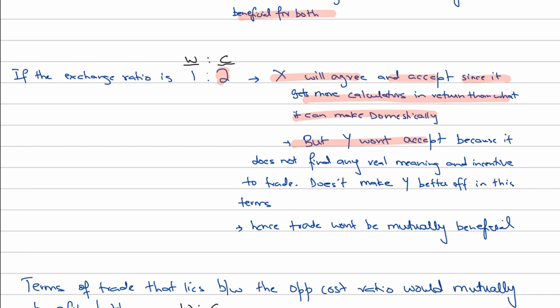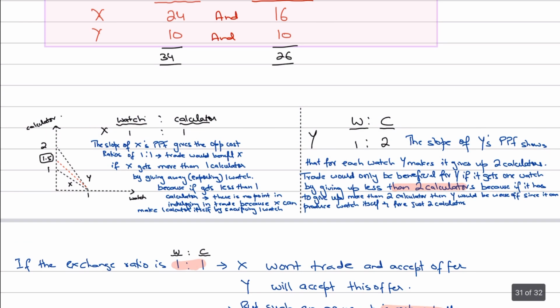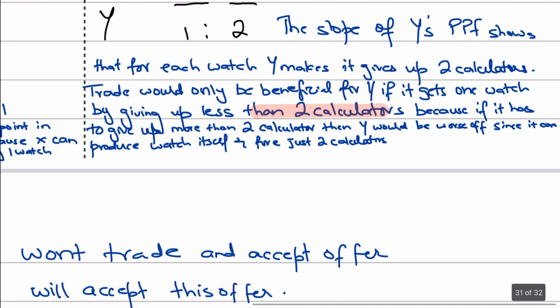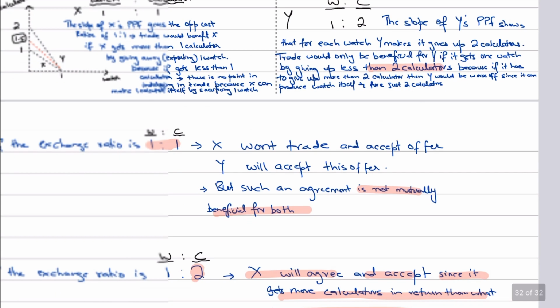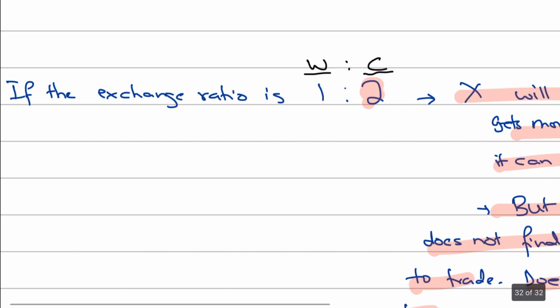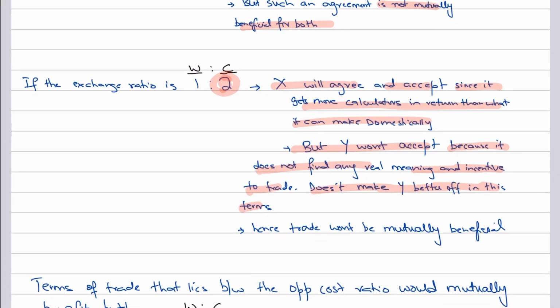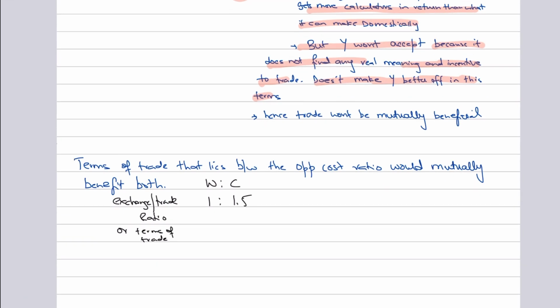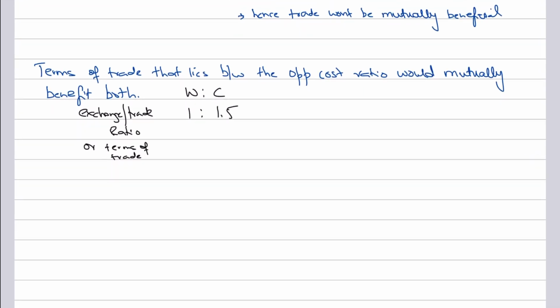But Y will not accept the offer because it does not find any real incentive to trade. Why? Because it doesn't make Y better off on these terms. Like we said, the trade will only be beneficial for Y when Y gets one watch in return by giving up less than 2 calculators. And over here, Y is giving up 2 calculators in return for a watch. It's beneficial for X, but not for Y. So for trade to be mutually beneficial, the ratio should lie between the opportunity cost ratios.